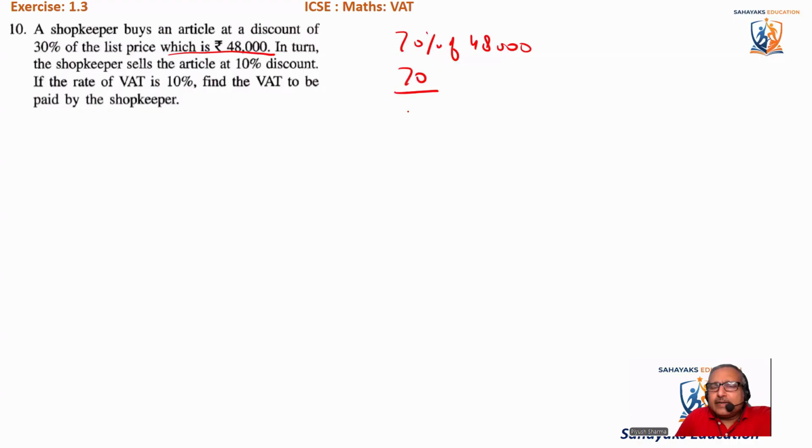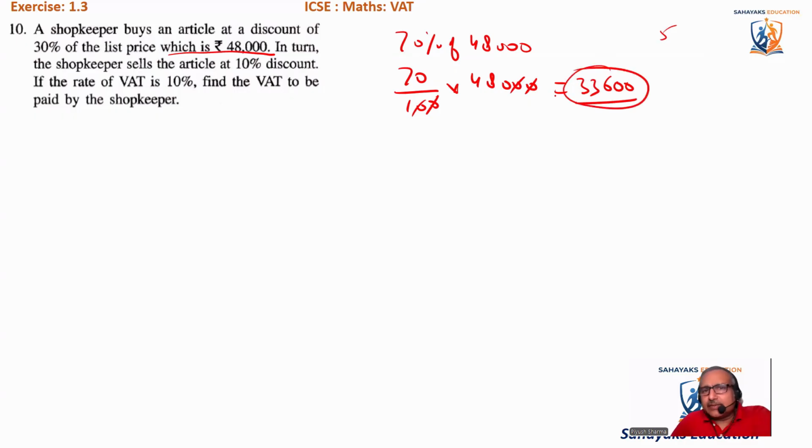So it is 70 divided by 100 into 48,000. These two zeros got cancelled. 7 8s are 56, 5, and 7 4s are 28, 28 plus 5 is 33. So he purchases for 33,600. Basically he got a discount of 30% and got it for 33,600.